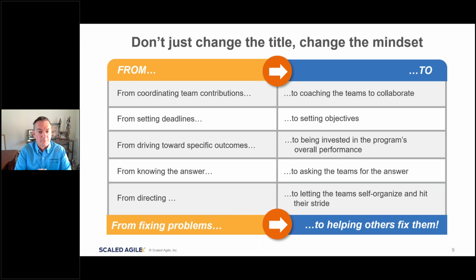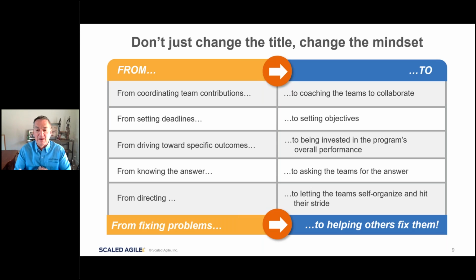If we measured ourselves on compliance to that plan, many organizations probably wouldn't be around today, right? Certainly we had to pivot. The plans change. So we want to get out of that more traditional mindset, where I'm trying to coordinate, setting deadlines, knowing all the answers and directing people, and move to one where you have all the answers.